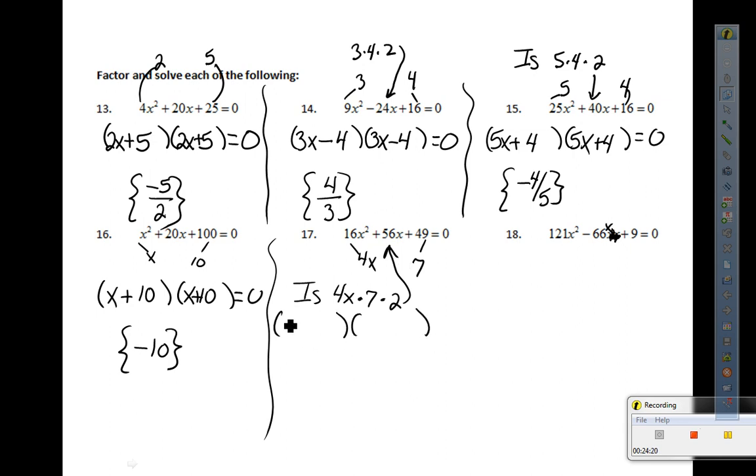2 parentheses, a 4x and a 4x. 2 plus signs because there is a middle term. And a 7 and a 7. My answer? I'm hoping that you tell me to subtract 7, divide by 4.